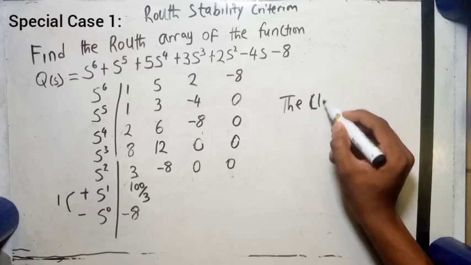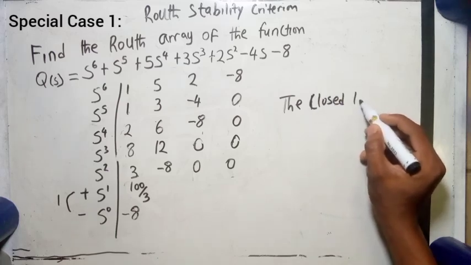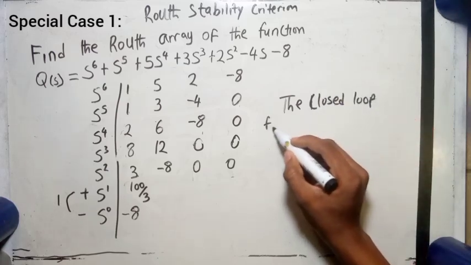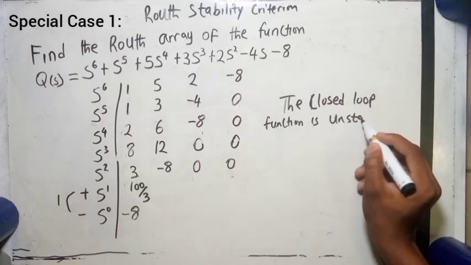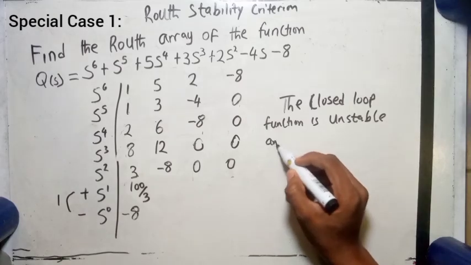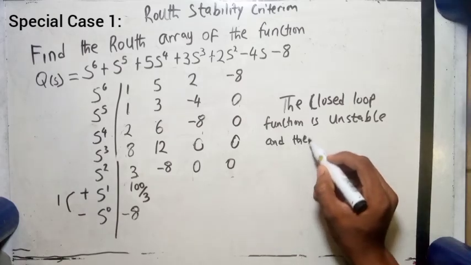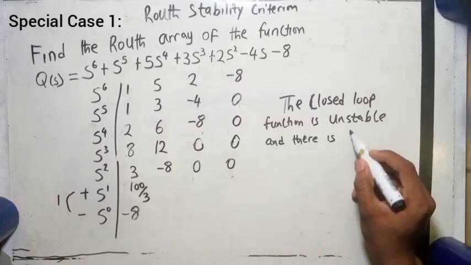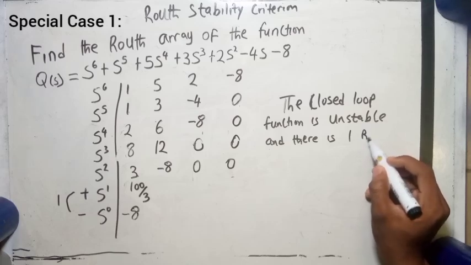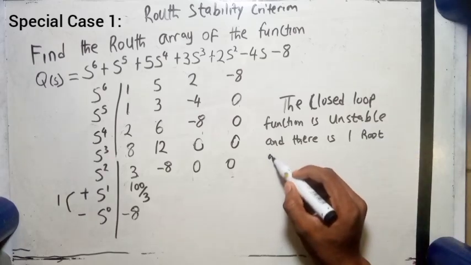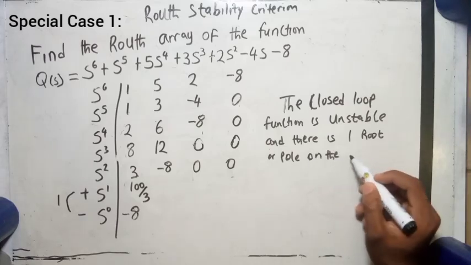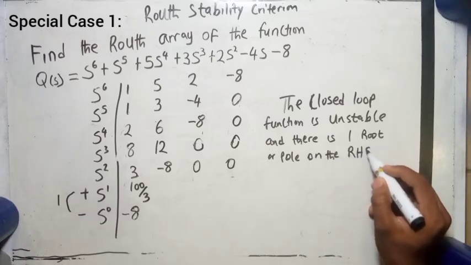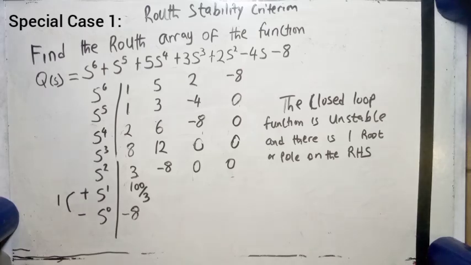We say that the transfer function or the closed loop function is unstable, and there is one root or pole on the right hand side. So that's for this case.